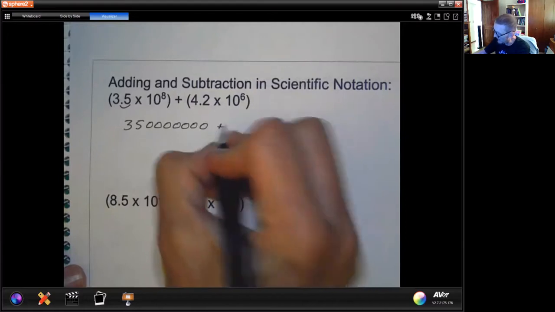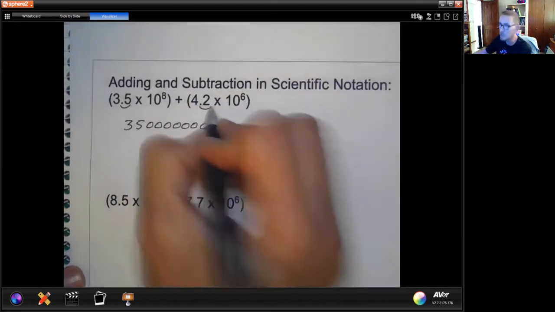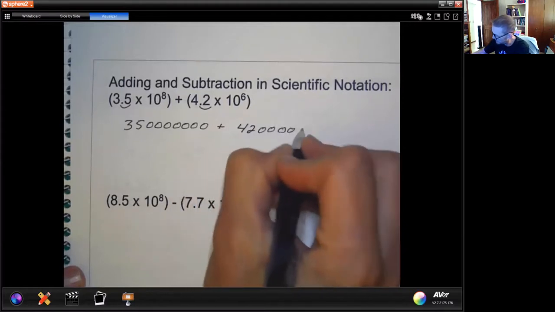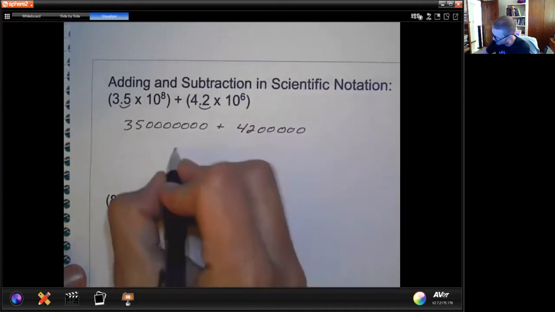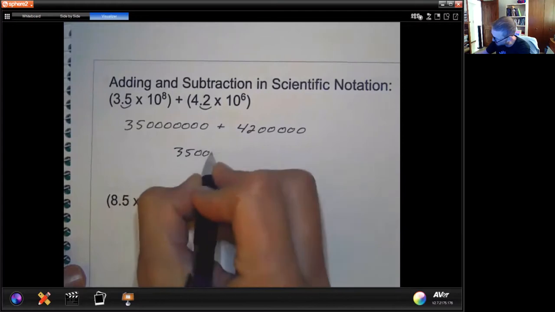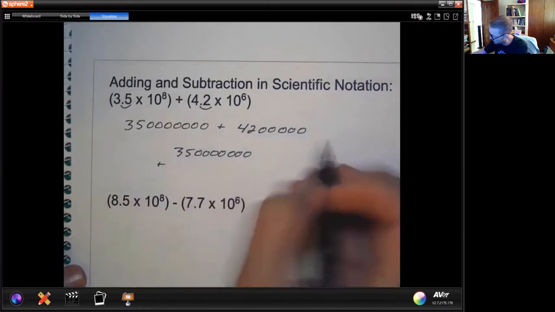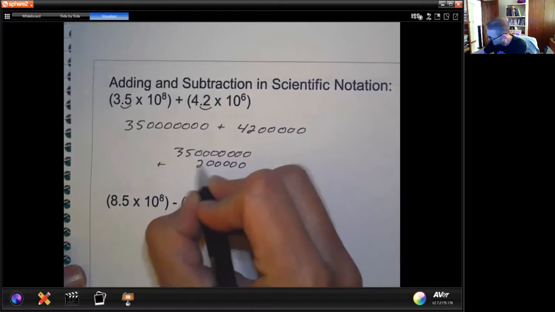And then I'm going to add 4.2 times 10 to the 6th. So I'm going to need to move that decimal a total of 6 times. Once around the 2, and then 5 zeros. Now, once I have written these in standard notation, the best way is then to just stack them on top of each other. So 3, 5, 0, 0, 0, 0, 0, 0, 0, plus 4, 2 with 5 zeros. 1, 2, 3, 4, 5, 4, 2.